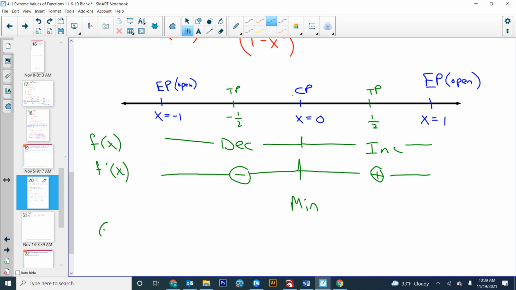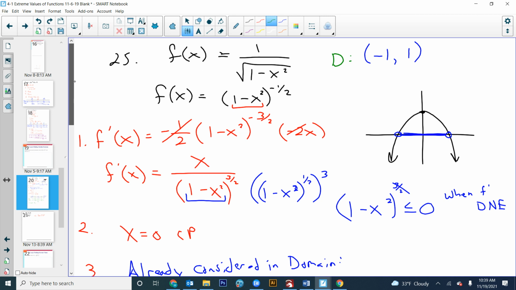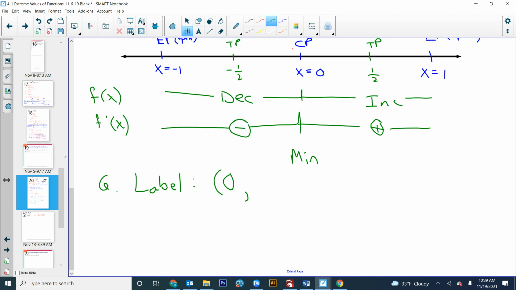Step 6. Label. 0, comma, plug it into the original. Ready? 1 over the square root of 1. 1. 0, 1. Absolute min.